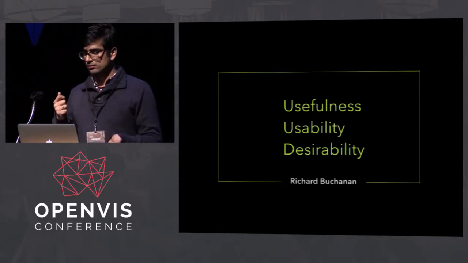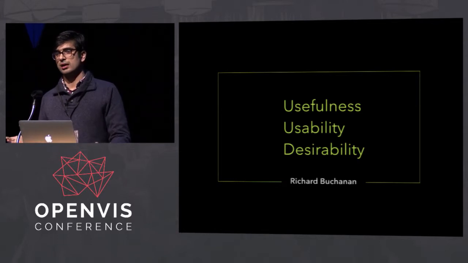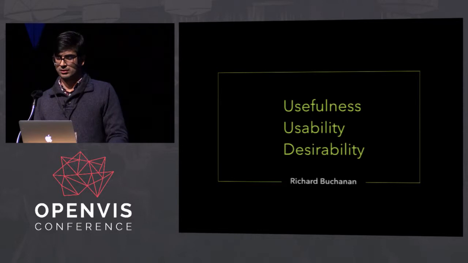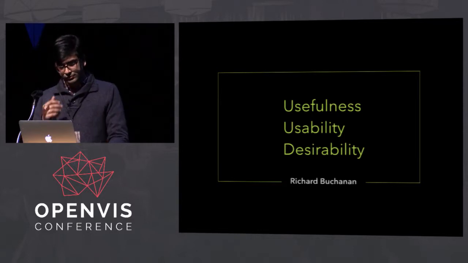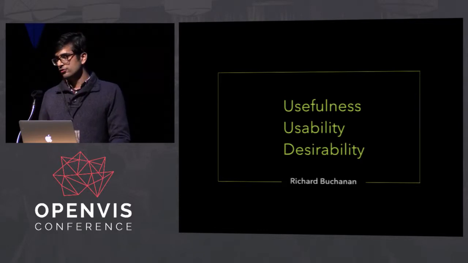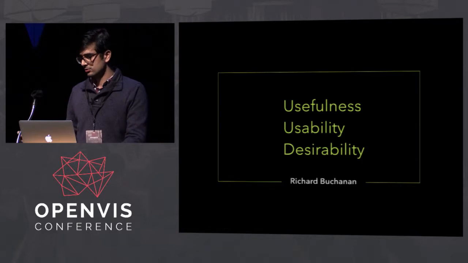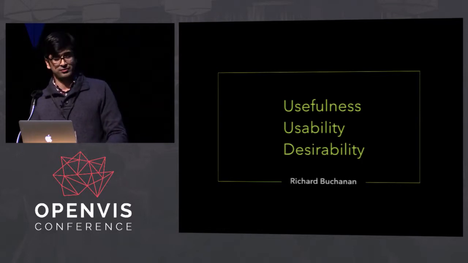Richard Buchanan, who started the CMU School of Design, wrote an essay on design in the digital age, and he basically articulated three properties of good design: usefulness, usability, and desirability. I've often used these principles in my own work, and I'd like to use these to contextualize the conversation for the rest of this talk.